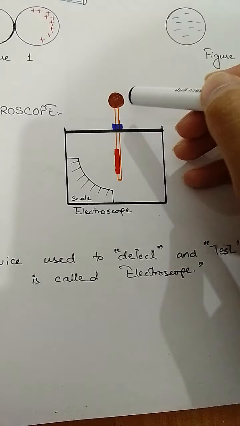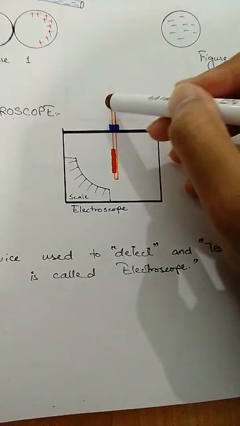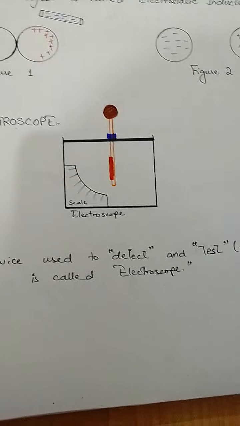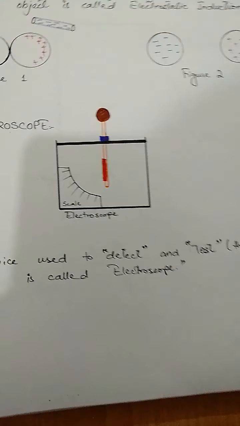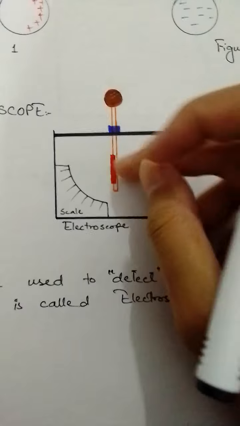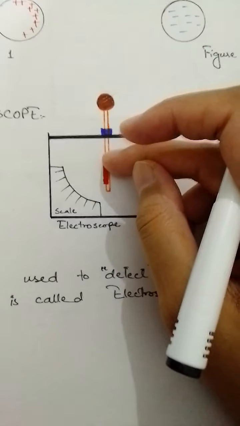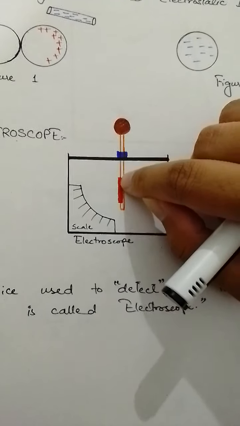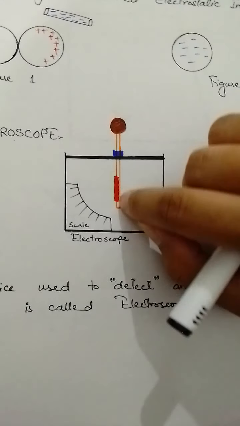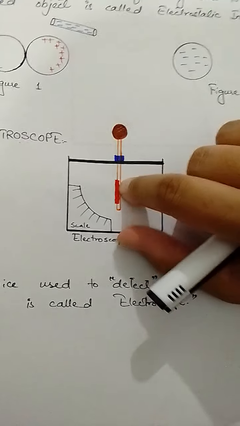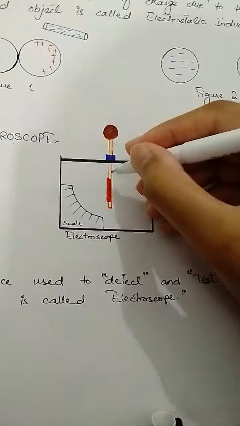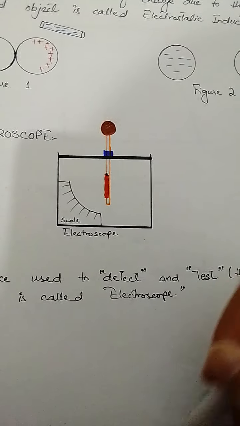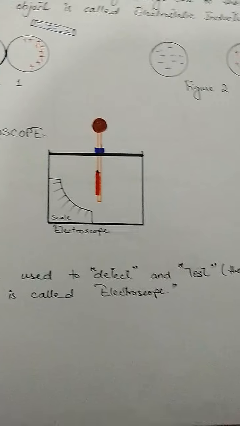It basically consists of a metallic sphere attached to a metallic rod, and at the end of this rod, what do we have? We have a piece of gold, or any other metal, gold or silver. Usually gold is used. This red strip is a gold strip attached to this rod. It is attached only at this point; the other parts of the strip can move freely.